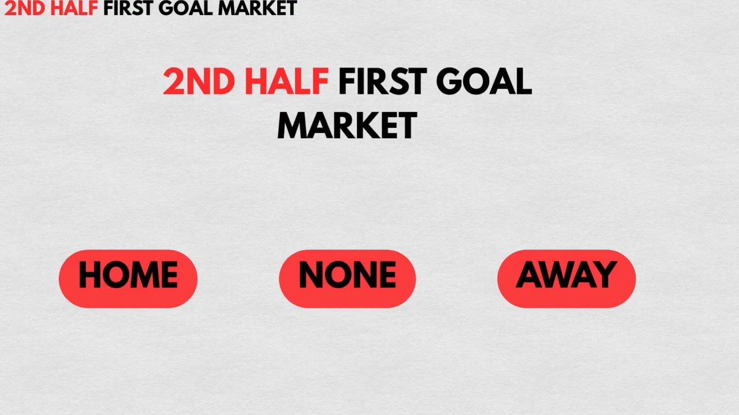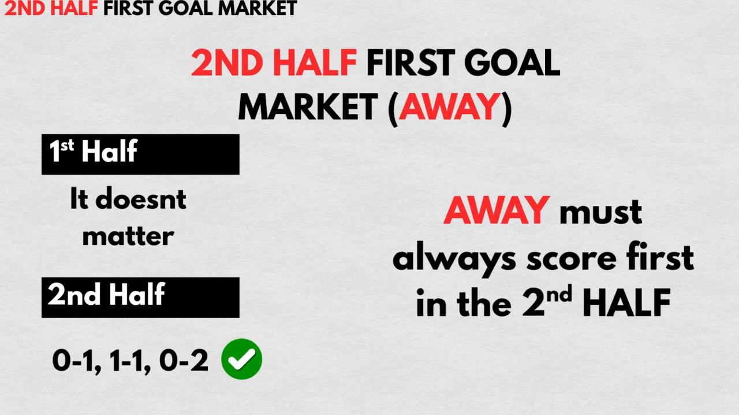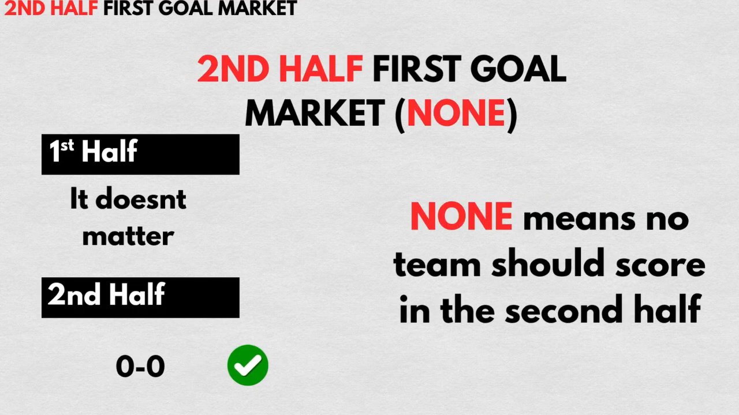This second half first goal market focuses on the team that will score first in the second half. If you select home, that means the home team is going to score first. If you select away, that means the away team is going to score first. And if you select none, that means there won't be any goal in the second half. Whatever happens in the first half doesn't matter. It mainly focuses on the second half.